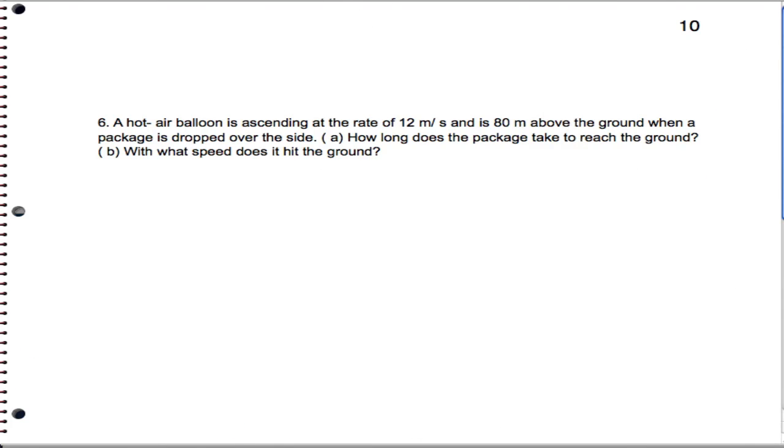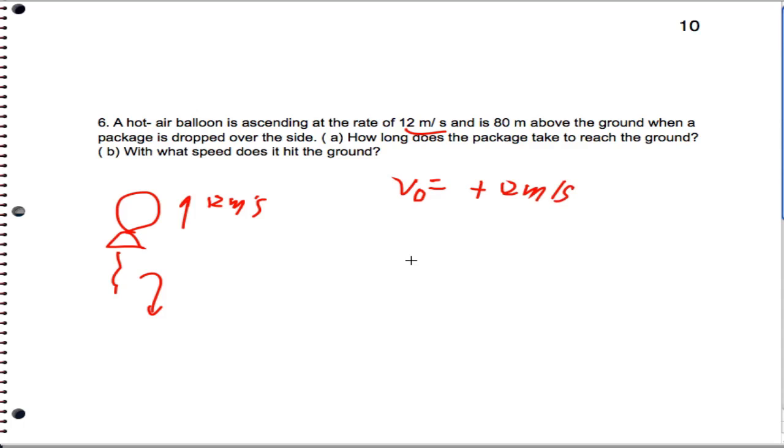Finally, for our last question, this is such an obnoxious question. We have a hot air balloon, right? And it's going up at 12 meters per second, and we drop a package off the side. Now here's the thing. If the balloon's going up, that means the package's initial speed is positive 12 meters per second. So this question is actually way easier than you think. This is how it works.